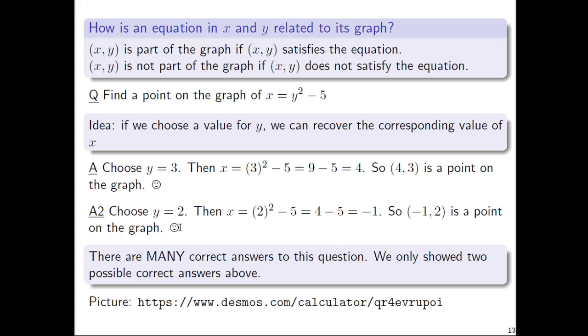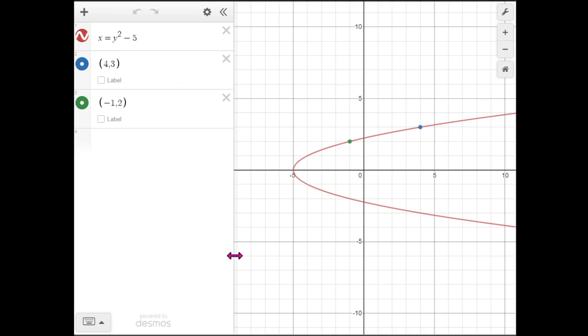So let's just take a quick look at the picture. Okay, so this is what it looks like. The graph of x equals y squared minus 5 looks like this, and the 2 points that we had discovered were part of the graph were (4, 3), and then the point (negative 1, 2). But there are so many other points as well.